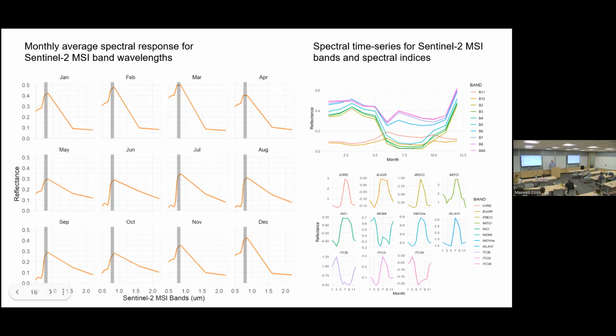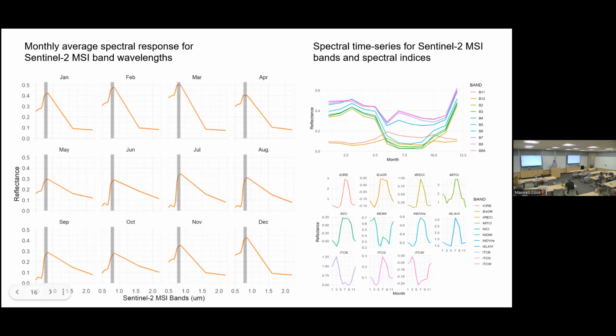So this is one of the reasons why we are looking at seasonal composites as a way to map the species rather than single images. Because we can see that there's a lot of change throughout the season in the spectral response of these aspen forests. On the right here, we can see a spectral time series for the Sentinel-2 MSI bands on the top. So this is just showing throughout the year how the spectral response across these different bands changes.